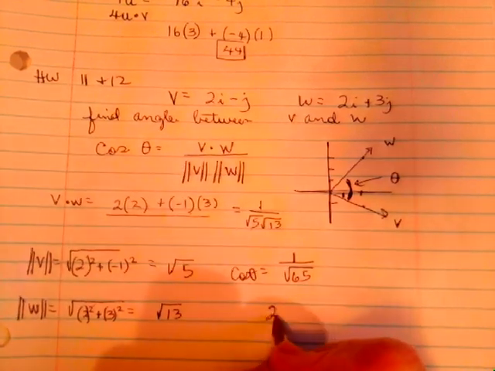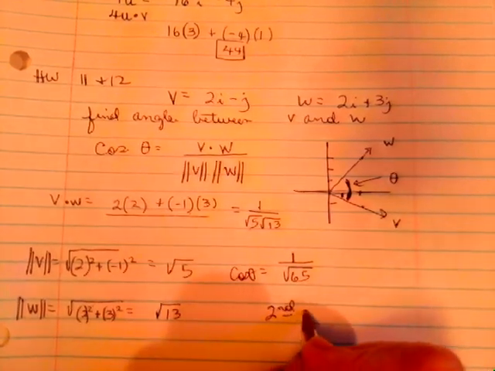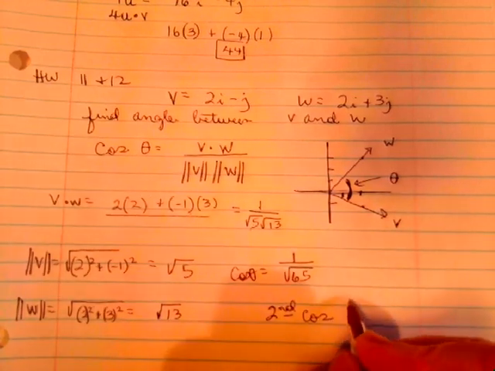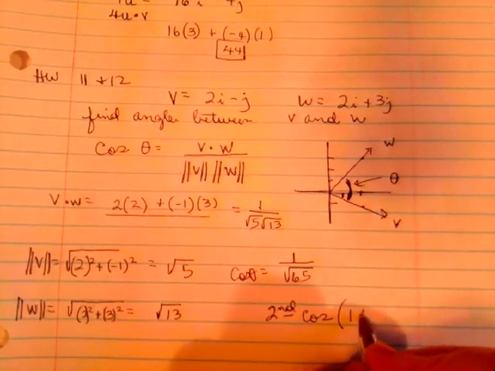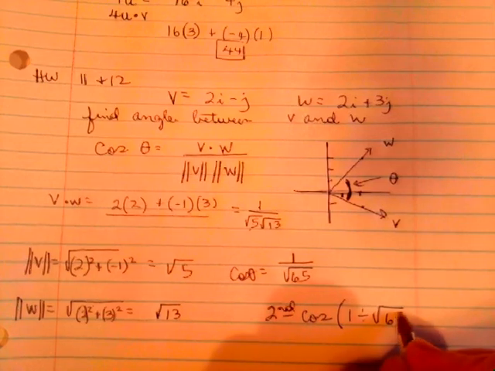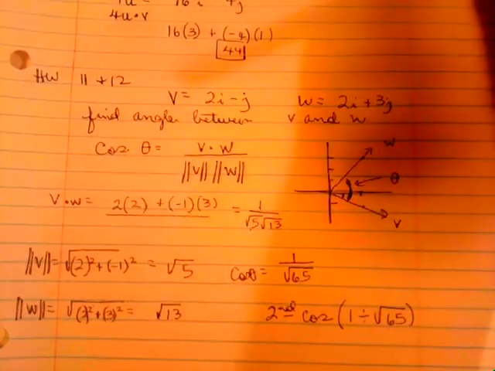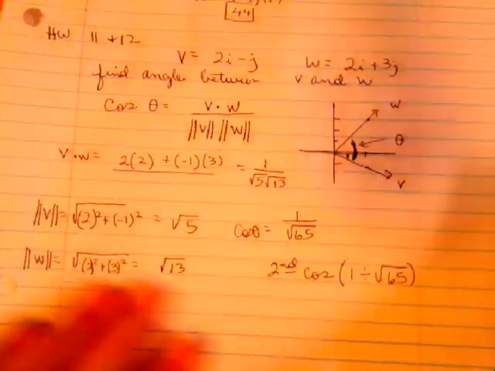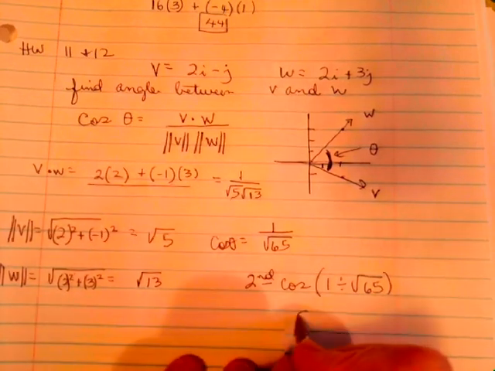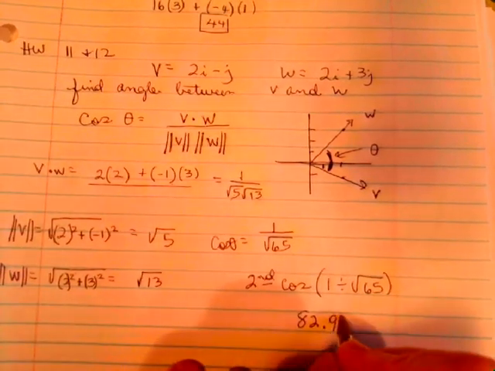So do second cosine of 1 divided by the square root of 65. Be sure your calculator's in degrees. When you do that, you should get 82.9 degrees.